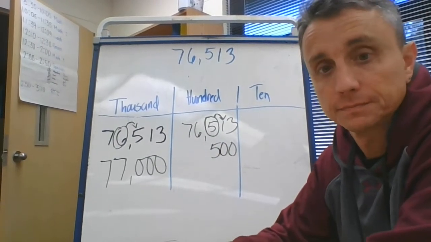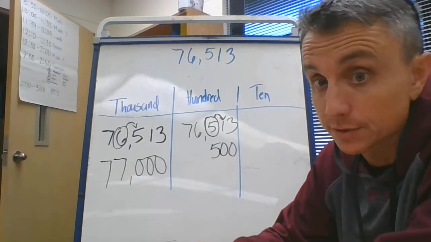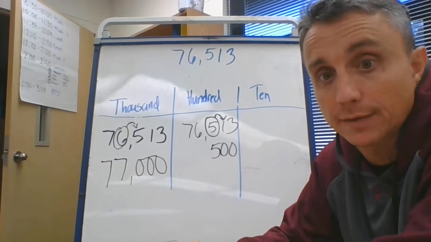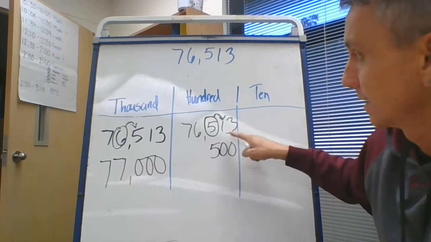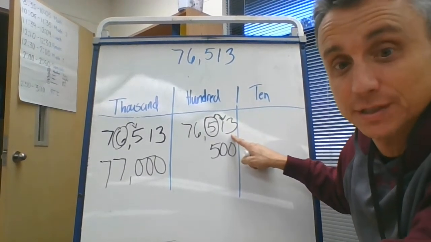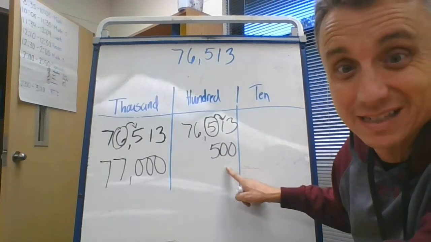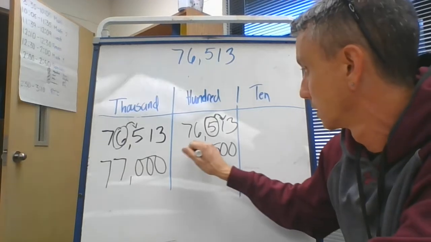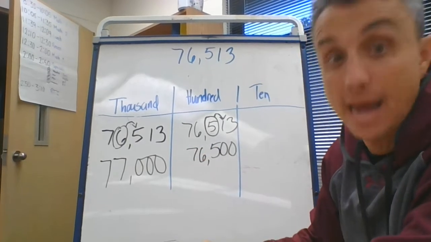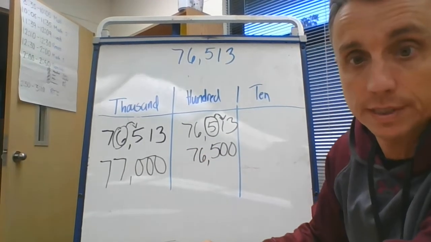Am I done? Certainly not. We still have those other two place values that we haven't dropped down into our rounded number. And plus, it's not reasonable to say 76,513 rounds to 500. That doesn't even make sense. So we got to make sure we drop down the other two place values. Now I'm done. One more time.